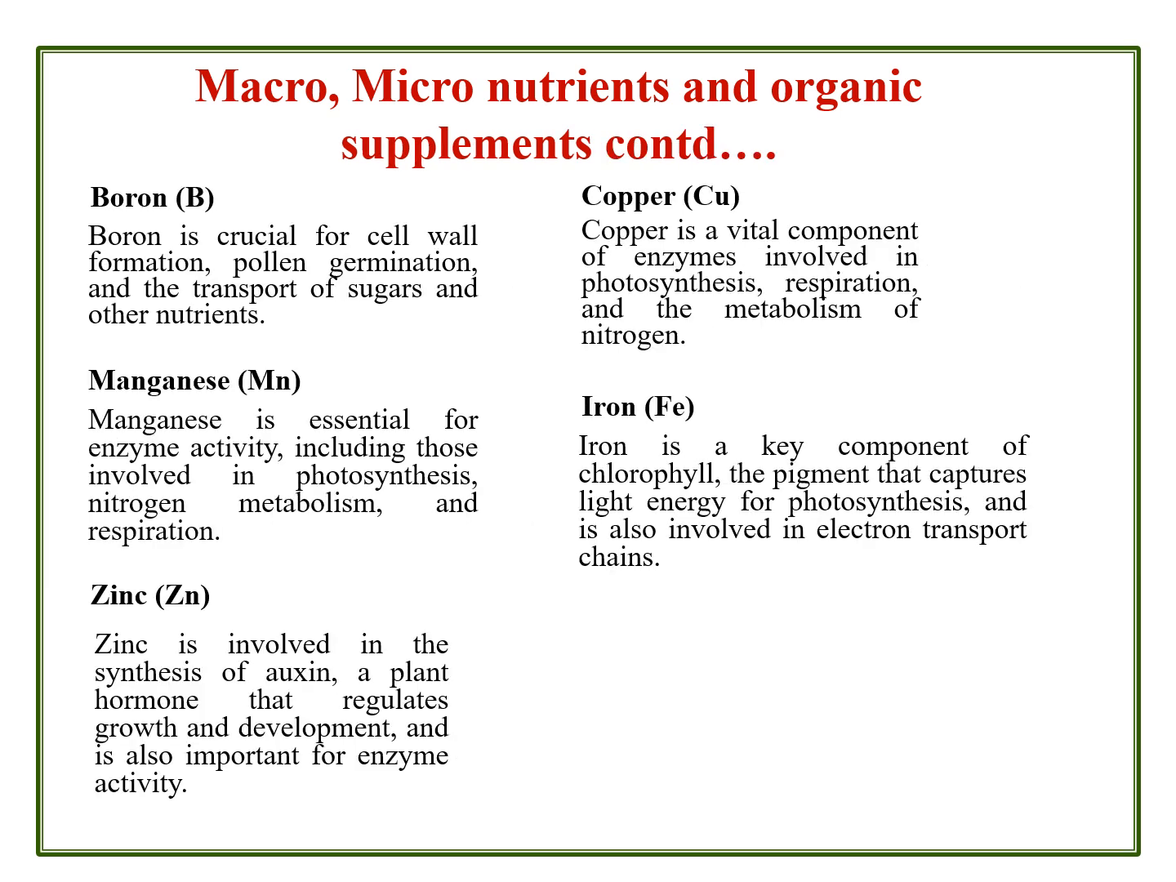Let us see the micro elements or micronutrients which are required for preparing the plant tissue culture medium: boron, manganese, zinc, copper, iron. Among these anionic nature molecules, boron. Boron is crucial for cell wall formation, pollen germination, and transport of sugars and other nutrients.